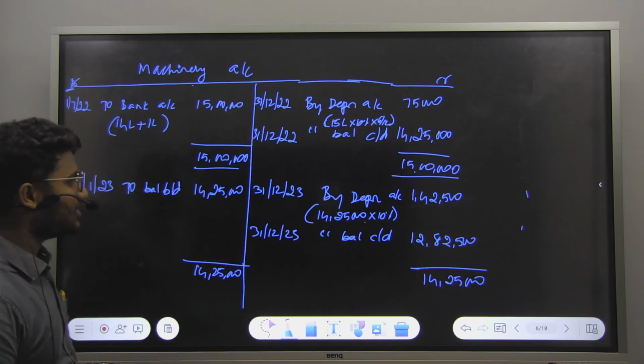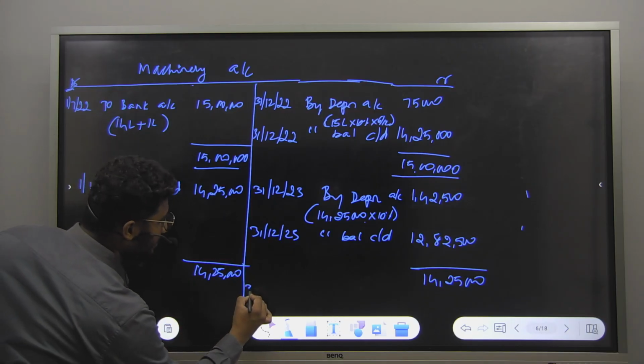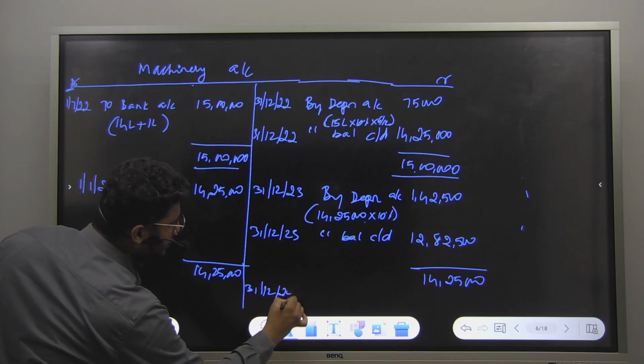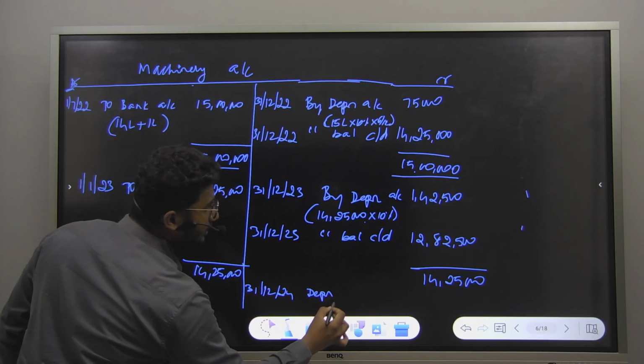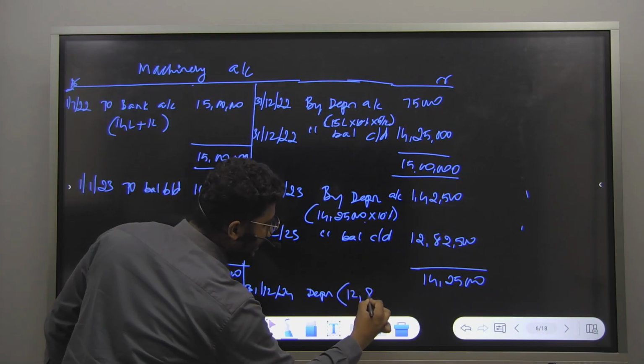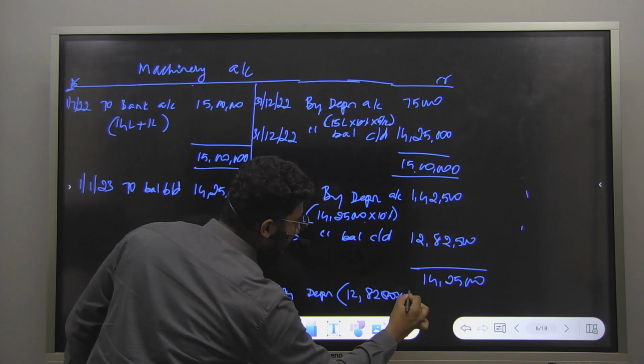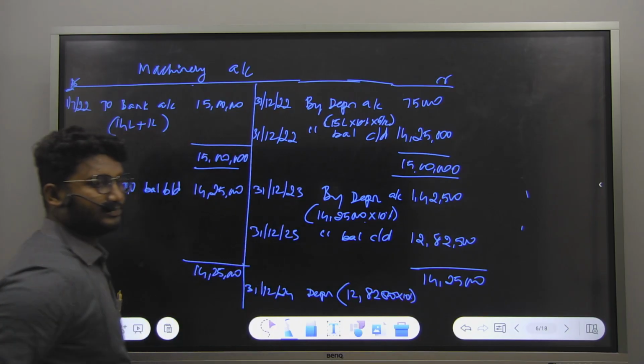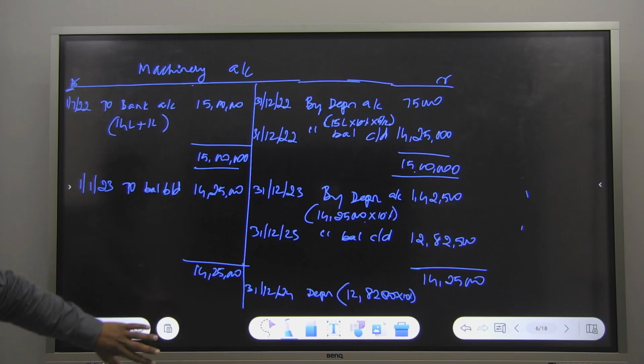If you charge depreciation again next year, you have to calculate depreciation on 12,82,500 into 10%. So that's how it works, machinery account.